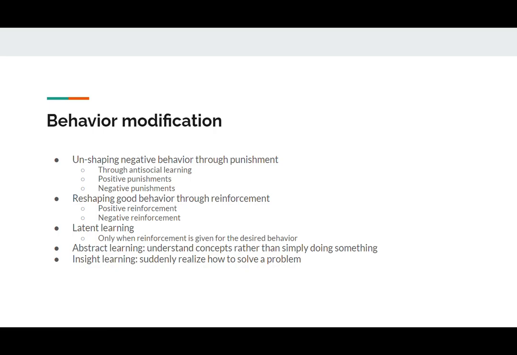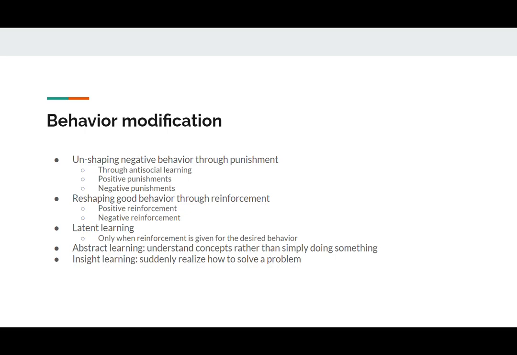There are some different ways of behavioral modification. The first one is unshaping negative behavior through punishment. If a child develops negative behavior patterns through antisocial modeling, a parent or authority figure, such as a teacher, may try using one of a few broadly defined behavior shaping techniques. Punishments are a way to unshape, if you will, bad behavior patterns. Punishments can be any consequence for a bad behavior to decrease undesired behavior. There are two categories of punishments: positive punishments and negative punishments.